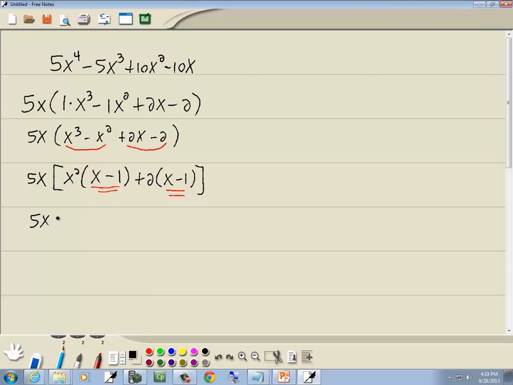5x just carries down, and I'll put the x minus 1 out in front. Now to see what goes in your second set of parentheses, cross out the x minus 1's. And what isn't crossed out is what goes right here, which would be x squared plus 2. And that would be our answer.